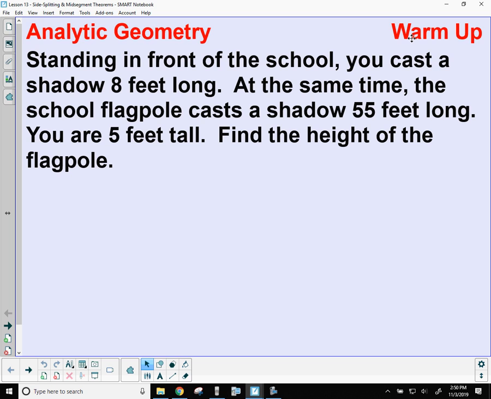So go ahead, read the problem, pause it, draw a picture associated to it, yada yada yada, y'all know the drill.